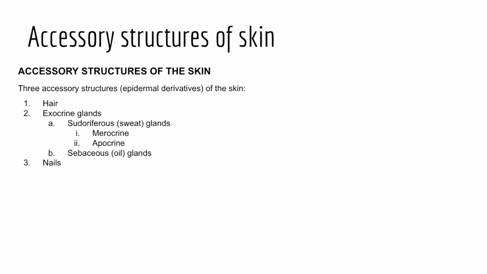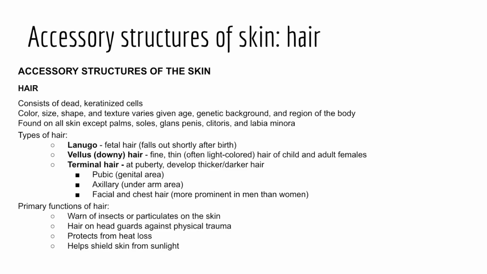Hair is our first topic, skin appendages or accessory structures, and these are elongated, keratinized structures that form within epidermal invaginations, which we call the hair follicle. The color, the size, the shape, the texture of hair, it all varies according to age, to genetic background, and to the region of the body. All skin has at least some minimal hair, except for the palms of our hands, the soles of our feet, the glans penis for men, the clitoris of women, as well as the labia minora.